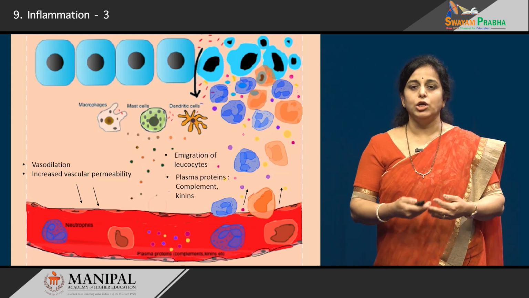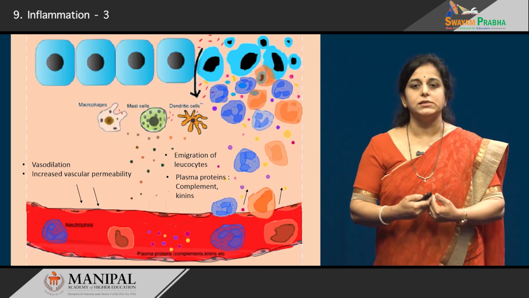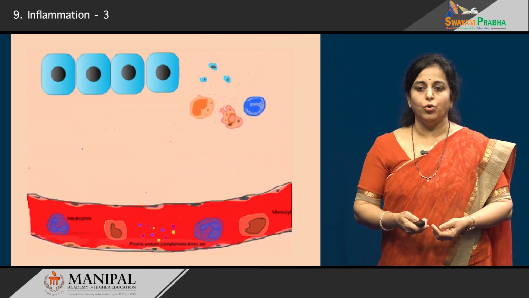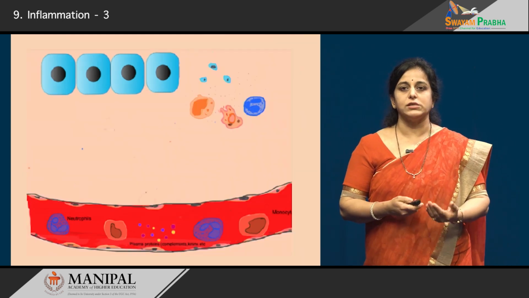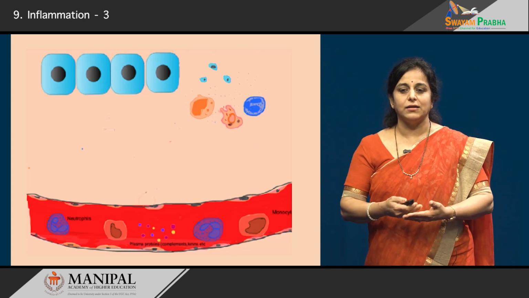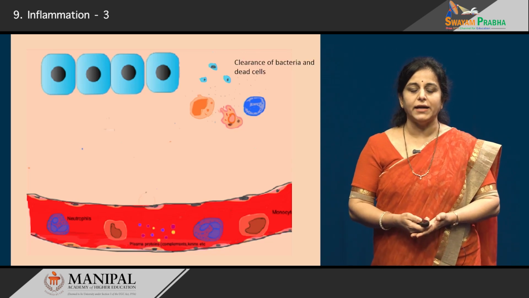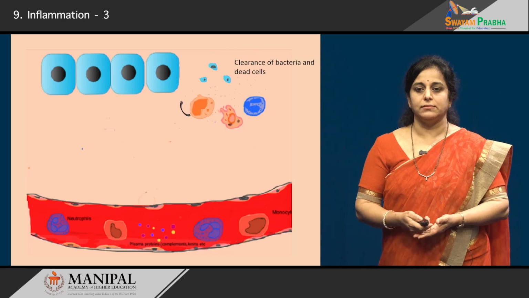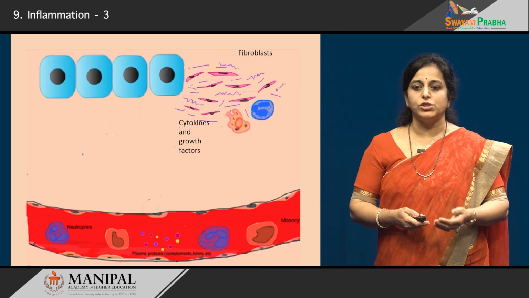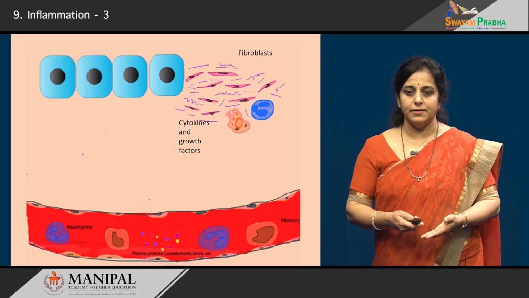Along with the leukocytes, several proteins present in circulation, like the plasma proteins, complements, and kinins, are also released to the site of injury. Together, they tackle the injurious agent and destroy the damaged tissues. So, you can see here the whole thing is eliminated. There is clearance of bacteria and dead cells. At the same time, the macrophages have released cytokines and growth factors which cause proliferation of fibroblasts and collagen, and this is the scar here.